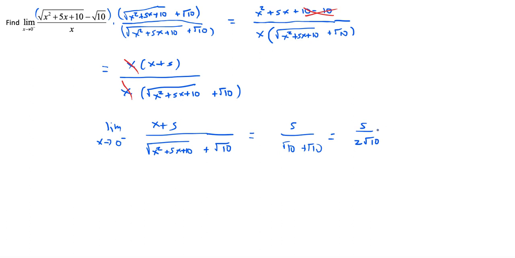As a decimal number, this is approximately 0.79. But it's not a 0 in the denominator, and that's the whole point here. So we do get a number: 5 over 2 radical 10, or if you just leave it as a decimal, 0.79. So this limit does exist. It's going to be 0.79.